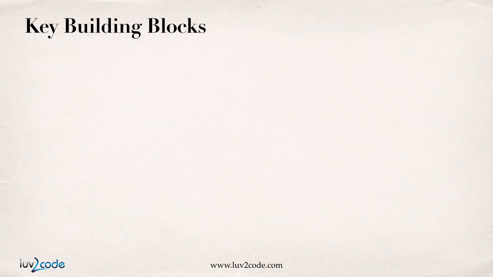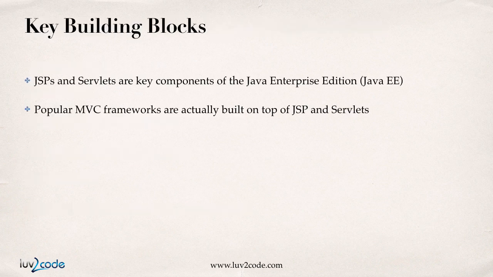JSP and servlets are the key components of the Java Enterprise Edition. They're the most popular pieces of technology, and I always like to say they're the bread and butter because a lot of popular MVC frameworks actually use JSP and servlets. For example, Spring, JSF, and Struts all use JSP and servlets at the low level. When you're using these technologies, you may not see it directly at the high level, but behind the scenes, they all make use of JSP and servlets. So they're the key components of the Java Enterprise Edition.